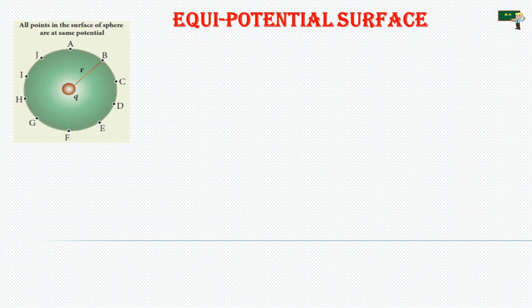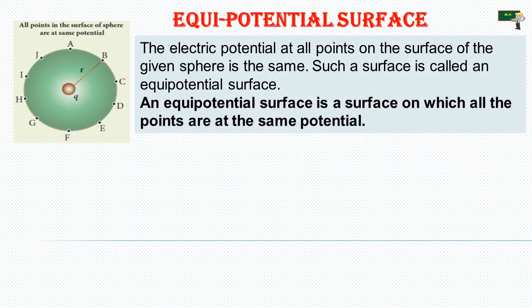First of all, today, equipotential surface. What do you mean by this equipotential surface? Let me show an example for you. This is an equipotential surface. All points on the surface of a sphere are at the same potential. You can see here A, B, C, D, E, F, G, H, I, J all have equal and same potential.